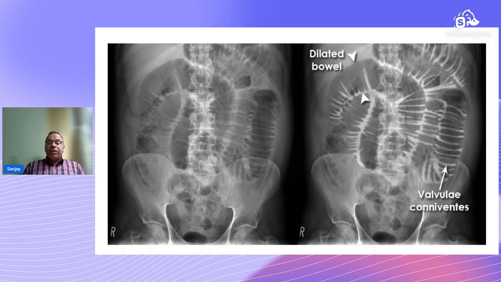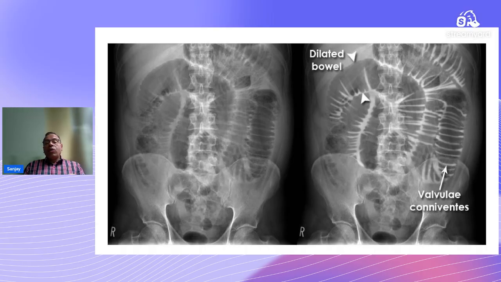This gives the typical appearance of a coiled spring appearance or stack of coins appearance. And when you see such type of bowel which are centrally placed with valvulae conniventes giving that coiled spring or stack of coins appearance, then classically this is a small bowel obstruction.